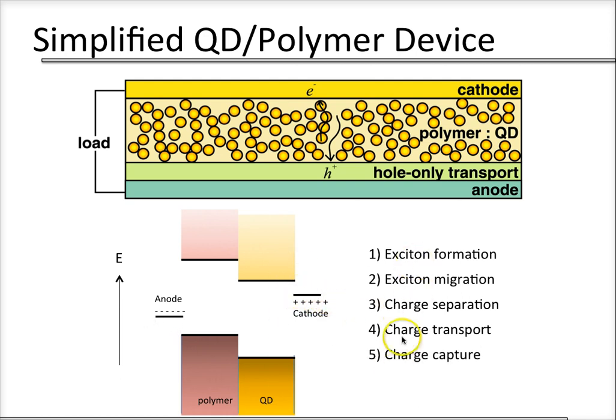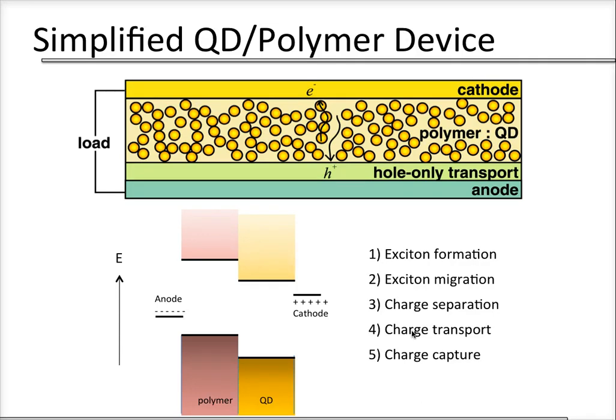So we have 5 steps here. We're going to form an exciton. That's going to migrate to the interface between the two, and then those charges are going to have to separate from each other. The electron has to hop from one material to the other, and then once those charges have been transported to the anode and the cathode, then those charge carriers have to jump again to the anode or to the cathode.